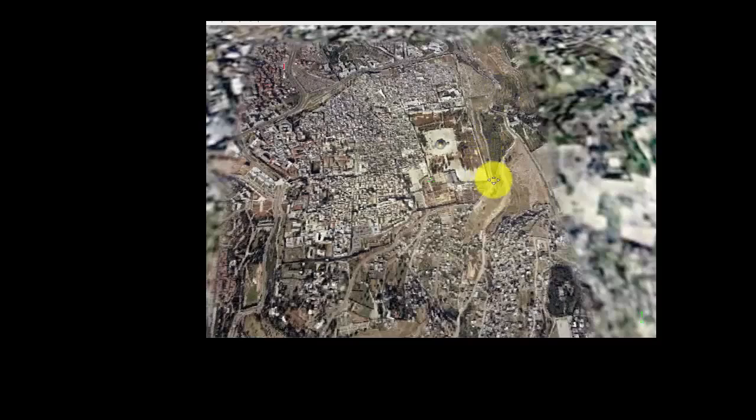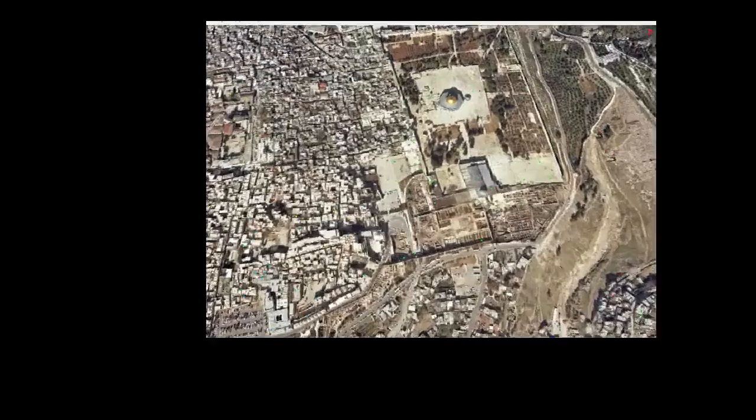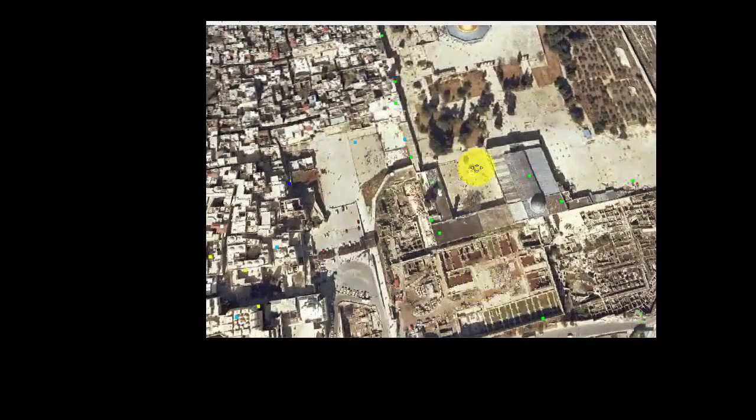A little difficult to sense the topography, but this falls away. The reason there are no structures on this region where the cursor is right now is because of the steepness of it. This falls away to the Kidron Valley. And now zooming in on the Temple Mount area in particular.